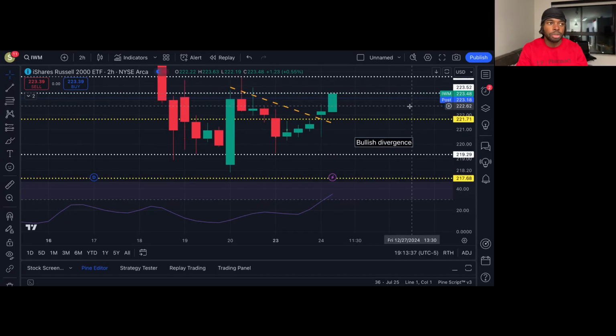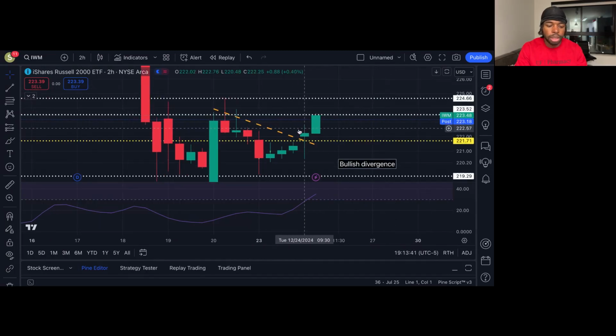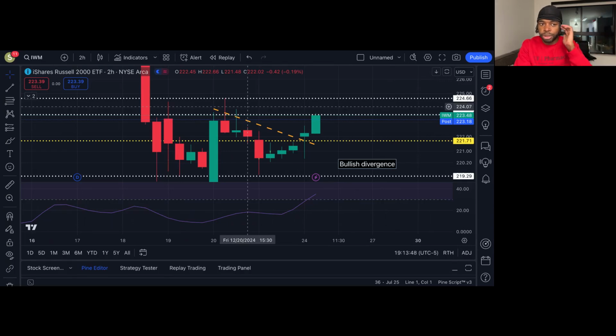But these are super good. I call them key levels because sometimes you do go past them. But the main thing is that it gets tested multiple times. If it gets tested multiple times, it's probably an important level. That's all you're looking for.